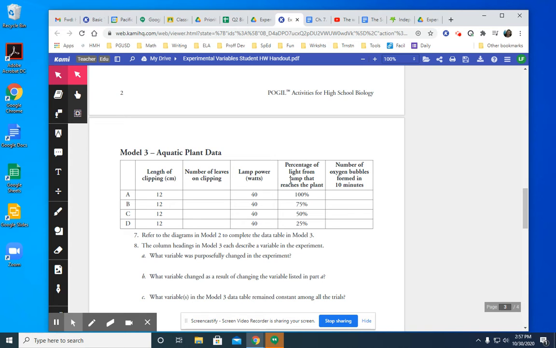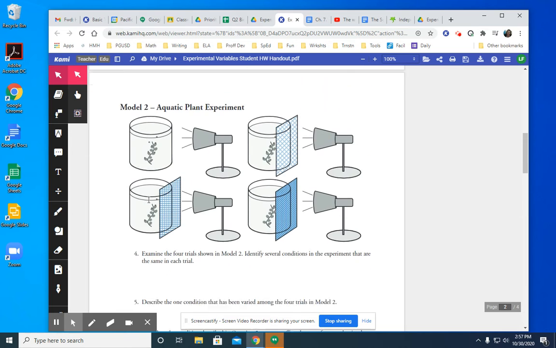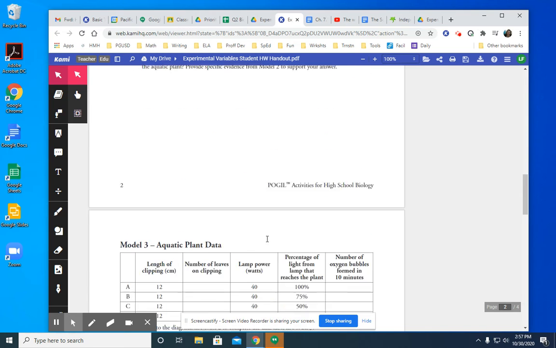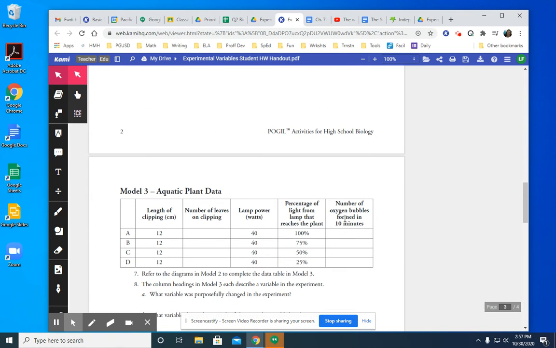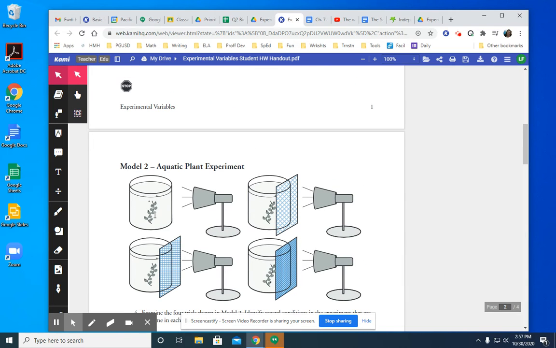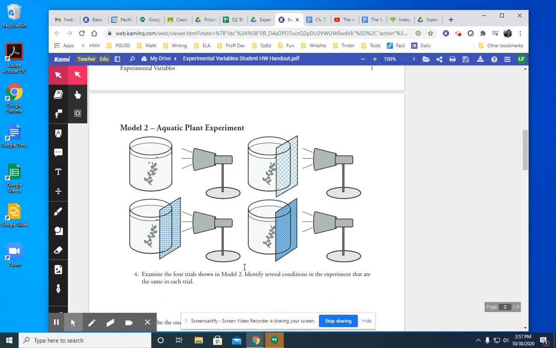Percentage of light from lamp that reaches the plant. In A, we have 100%. B is 75%. C is 50%. And D is 25%. The number of oxygen bubbles formed in 10 minutes. So you're going to look up here to answer these questions. Remember, this is A, B, C, D. Okay.